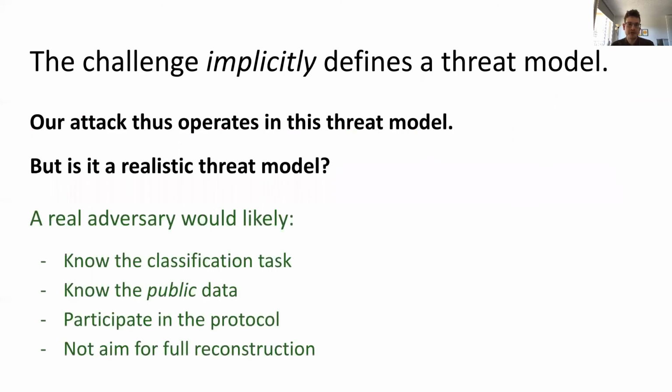For example, a real adversary would probably have some prior knowledge about the type of data that is being encoded and what public data set is being used. The adversary might also be able to actively participate in the protocol and aim for a slightly weaker goal than full reconstruction. The challenge doesn't allow for these things, and so in this sense, solving the challenge is harder than breaking the Instahyde protocol, which is fine.